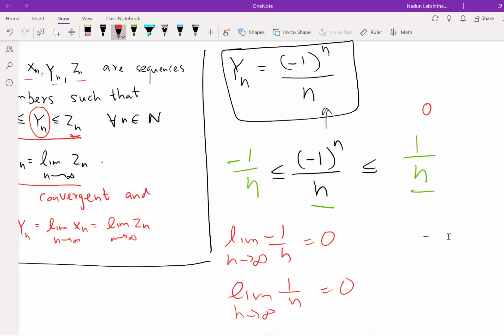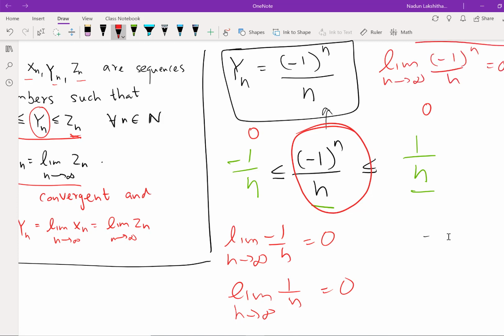So the limit here is 0, the limit here is 0. So by the squeeze theorem, what is the limit of negative 1 to the n over n? 0. So the limit of negative 1 to the n over n is 0. So it is convergent. Okay.